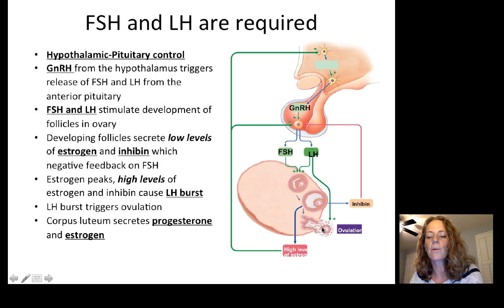The egg will now go through the reproductive tract to search for sperm to be fertilized, and the follicle stays behind and becomes the corpus luteum. The corpus luteum will secrete progesterone and estrogen together.